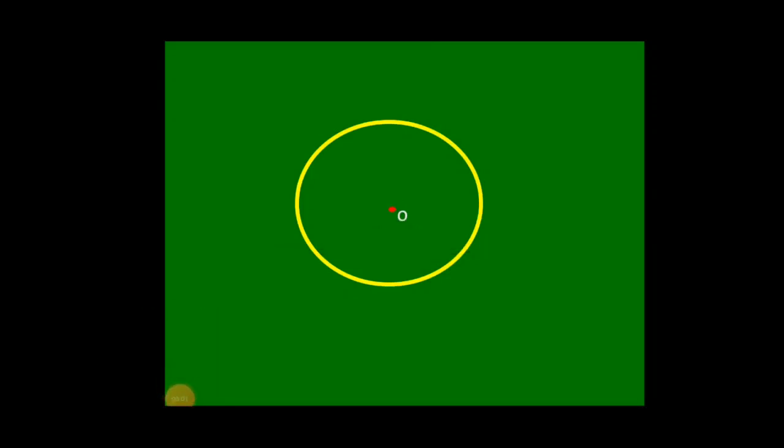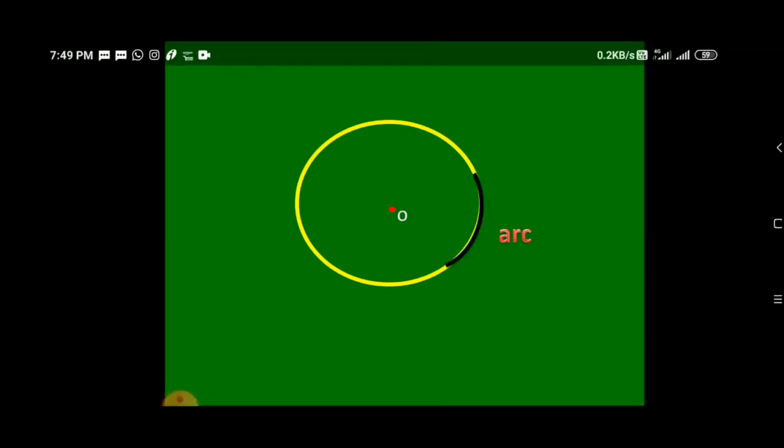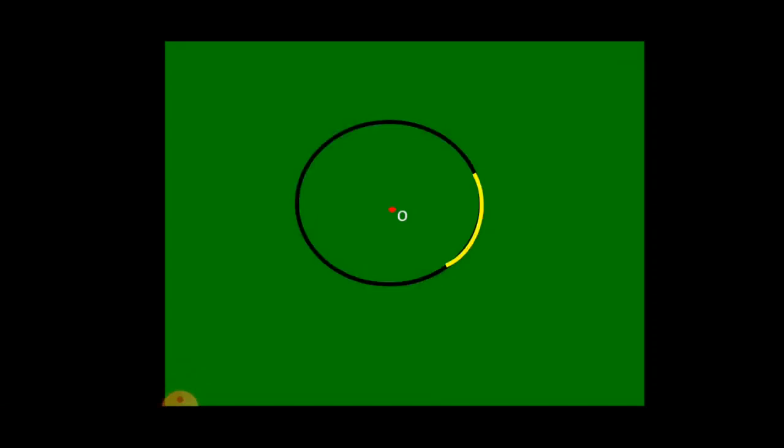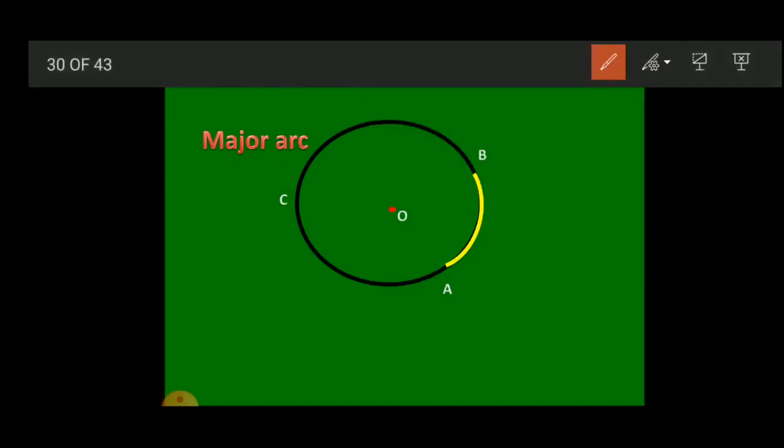Now, we will be learning about a different term, which is an arc. If we take any part of the circle, it is called an arc of the circle. Here, we can see that the arc of the circle is greater than the semicircle. It's a major arc. So ACB is a major arc and is denoted as ACB with an arc symbol on the top. On the other hand, if the arc of the circle is less than a semicircle, it is called a minor arc.